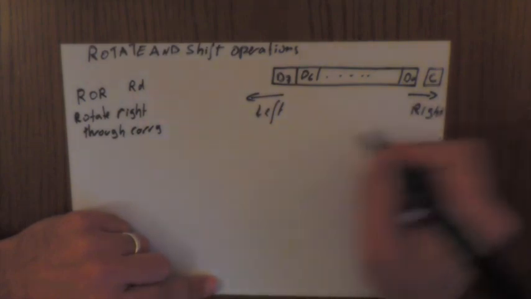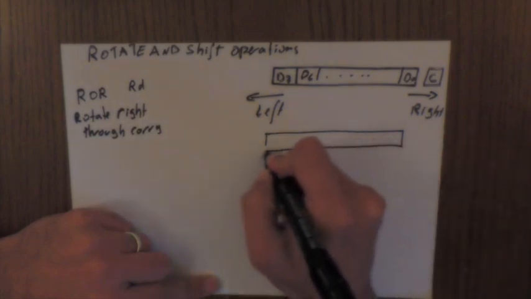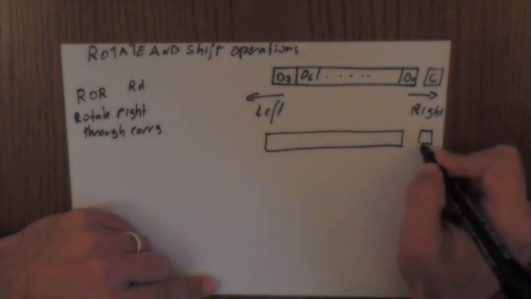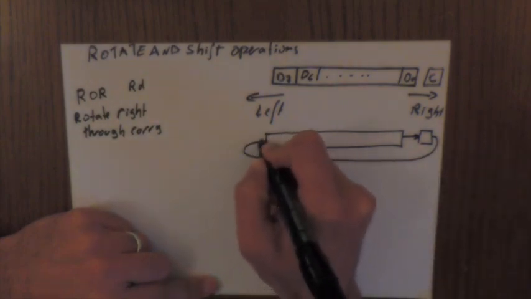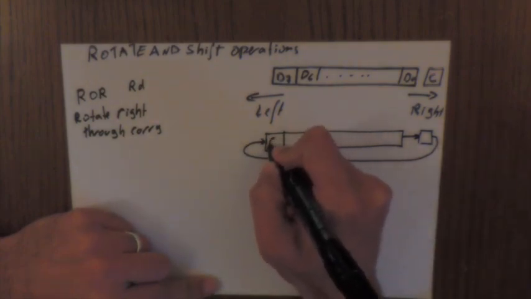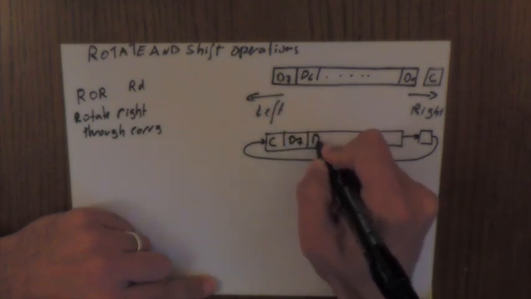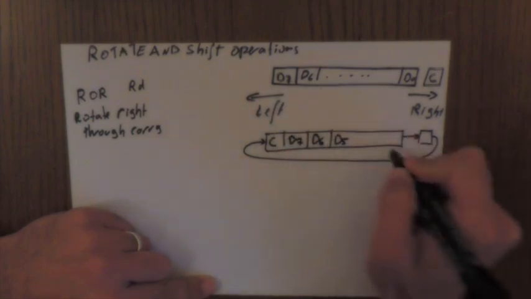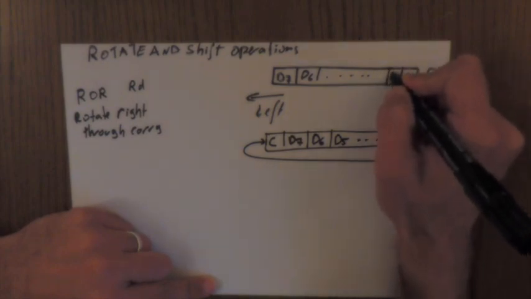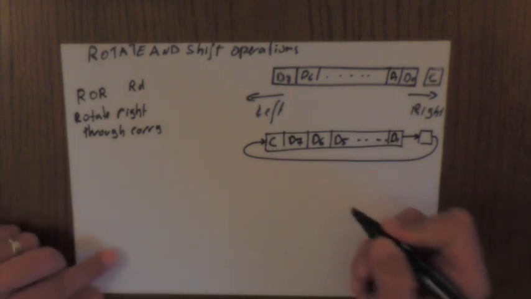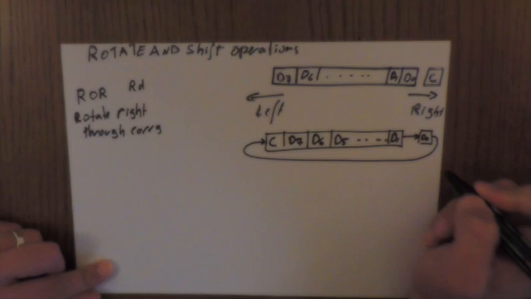So what happens is that this C, the carry, will go all the way here. So we have the C, the D7 will go there, then we have D6, D5, all the way to D1. This is D1. And here we have D0.